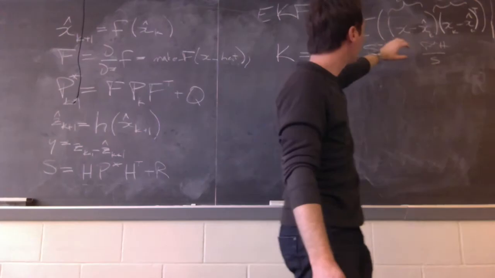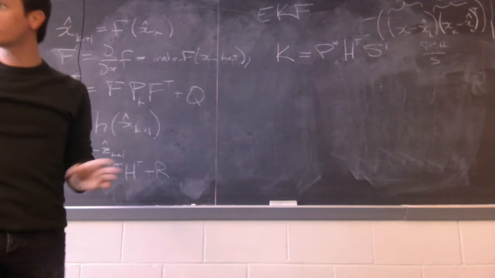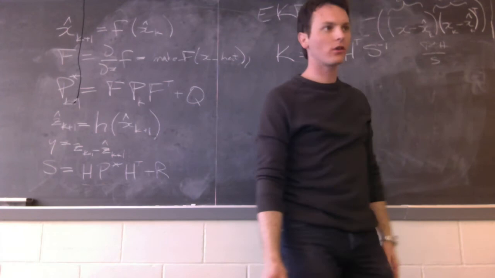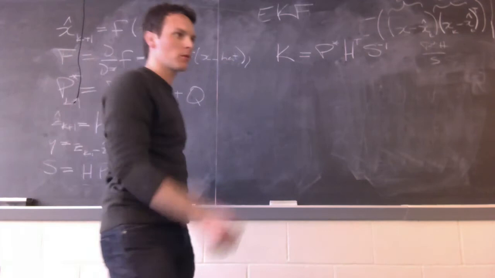So let's say that this R is just really big, okay? My noise on my observation is gigantic. Then that's going to make this bottom term much bigger than that top term. So I'm basically not going to trust my observation at all. I'm going to trust my propagation much more than I'm going to trust my observation. So is that to say you have a really bad sensor? Yeah, like a really awful sensor.